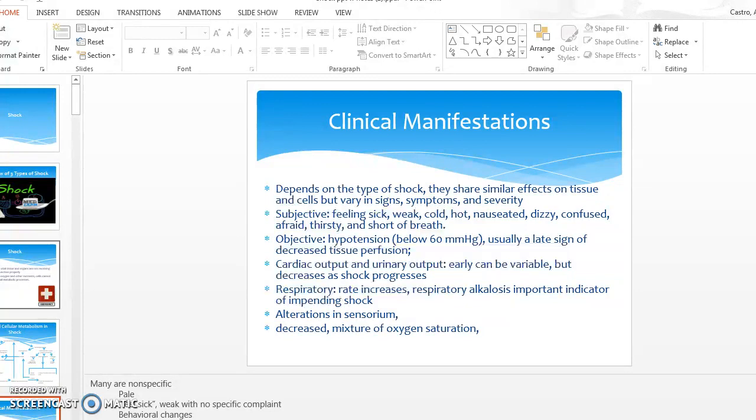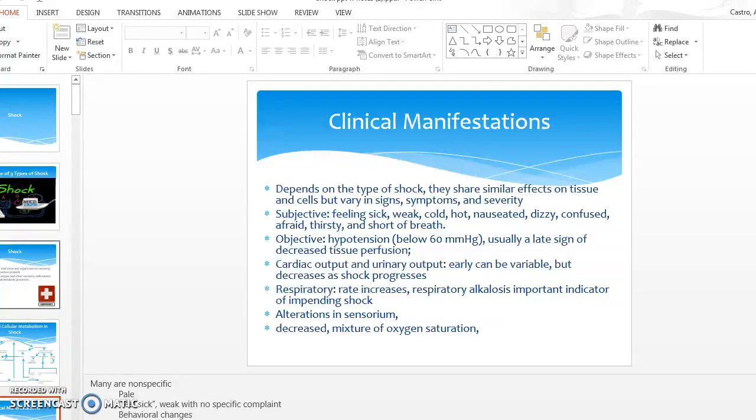And then, of course, we will start going into respiratory alkalosis and increasing our respiratory rate in an attempt to blow off CO2, and then having alterations in sensorium, decreased or a mixture of our oxygen saturations there.